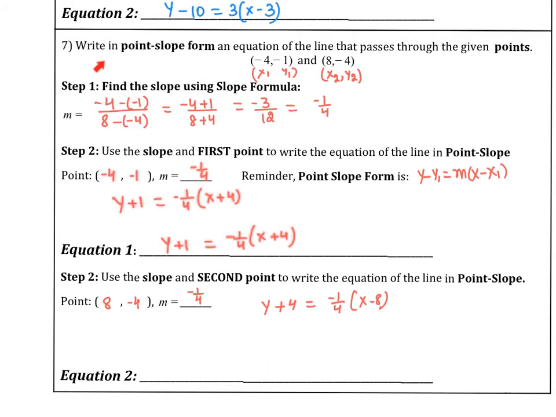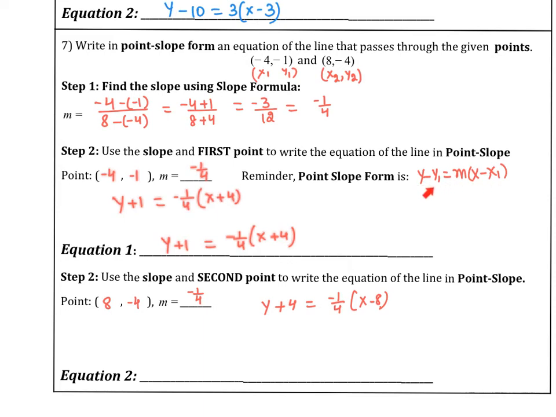Question number 7. Write the point slope form of an equation of the line that passes through the points (-4, -1) and (8, -4). So first we are going to find the slope by using the slope formula: y2 minus y1 divided by x2 minus x1. -4 minus -1, so that's going to be -3. x2 minus x1, 8 minus -4, so 8 plus 4. This is going to be -3 over 12.